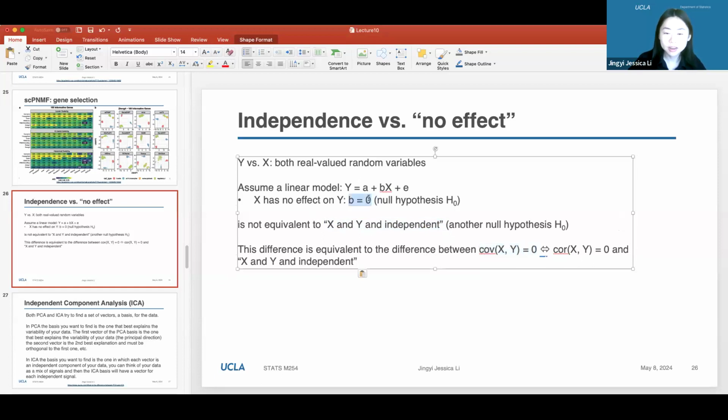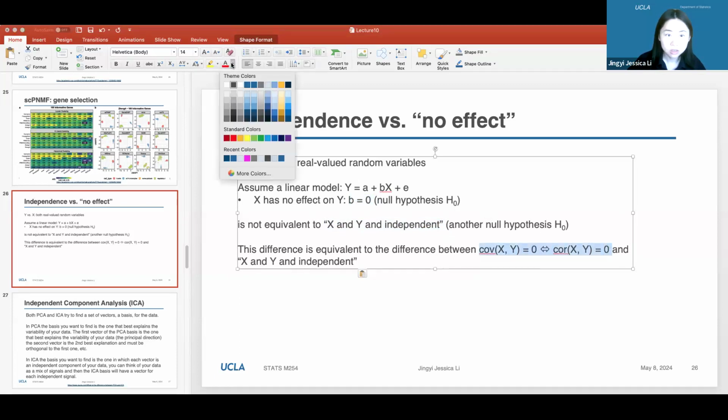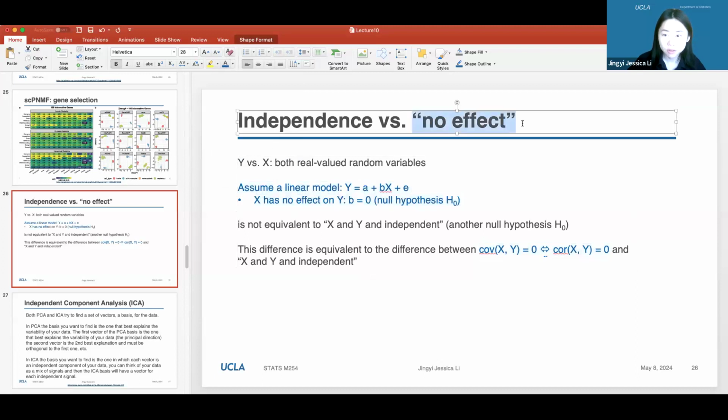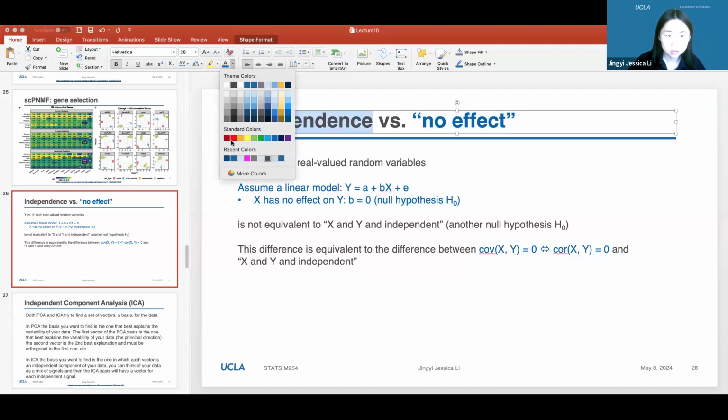If you assume a linear model, then the slope is indeed zero. So they can be the same thing, and they can imply each other. Let me just highlight the things that are equivalent in blue. These are what we can typically call no effect, but independence is something stronger. Okay, so I'll use a different color for independence.